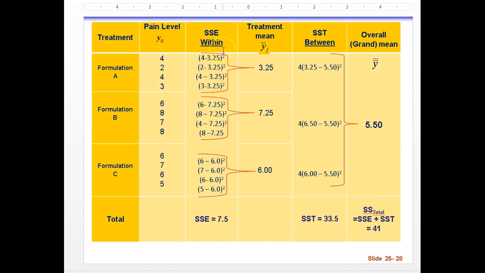So what I'm doing on this slide is, first of all, finding the sum of the squared deviations. To do the within variance first, you take each of your data points and find out how much they deviate from their group means. So here, all of them are being subtracted by 3.25. My next set are all being subtracted by their group mean of 7.25, and finally this crowd is being subtracted by 6.0. Take all those deviations, square them and sum them together, and you will get 7.5.